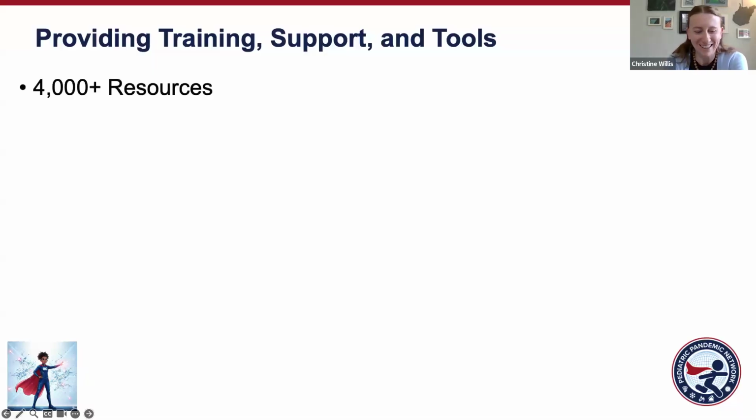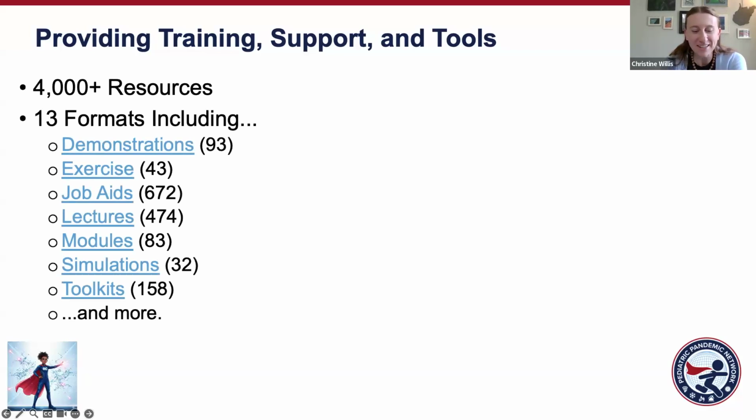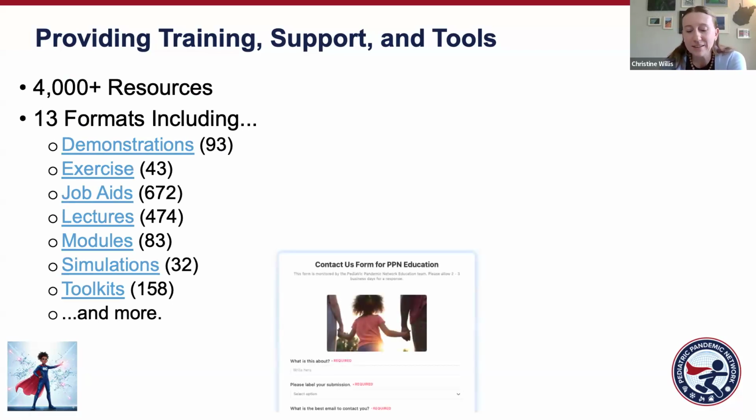So how are we doing this? We're doing this by providing training, support, and tools. Resource Central has reviewed over 4,000 records. They comprise various educational formats, including modules, demonstrations, toolkits, simulations, exercises, and more. We make them available for discovery in a single place without the risk of misinformation and disinformation.